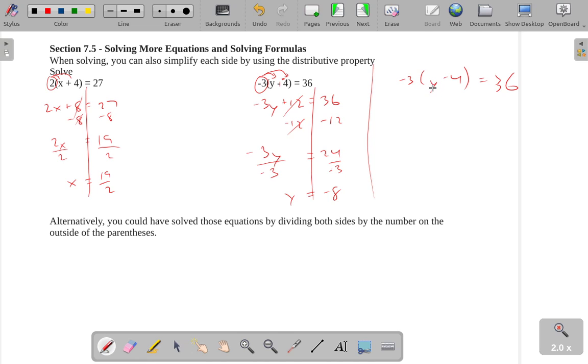I could say that this y, well, I'm first subtracting 4, then I'm multiplying by negative 3. So if I wanted to divide both sides by negative 3 first, I would get y minus 4, because these would cancel out, on the left-hand side, and I'd get a negative 12 on the right-hand side. Then I could add 4 to both sides of the equation, giving me y equals negative 8. You can see I get the same answer here.